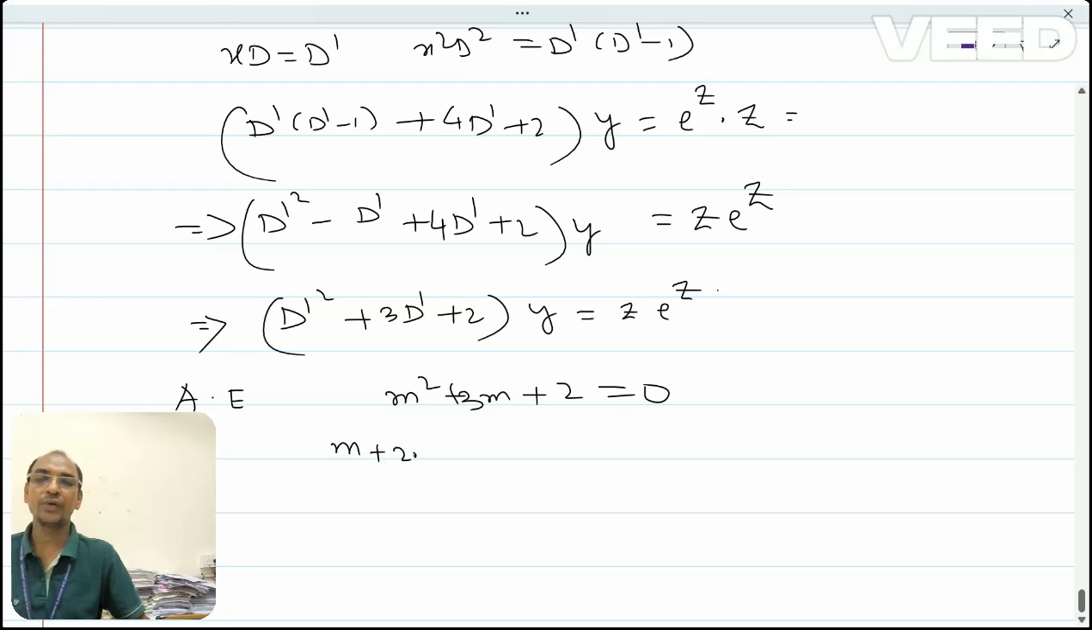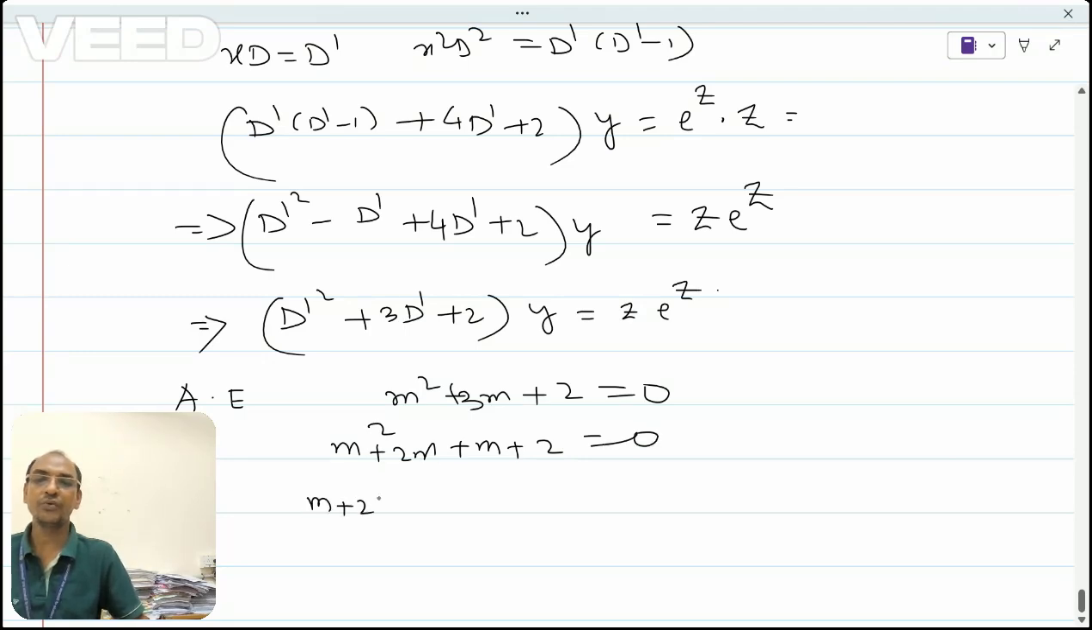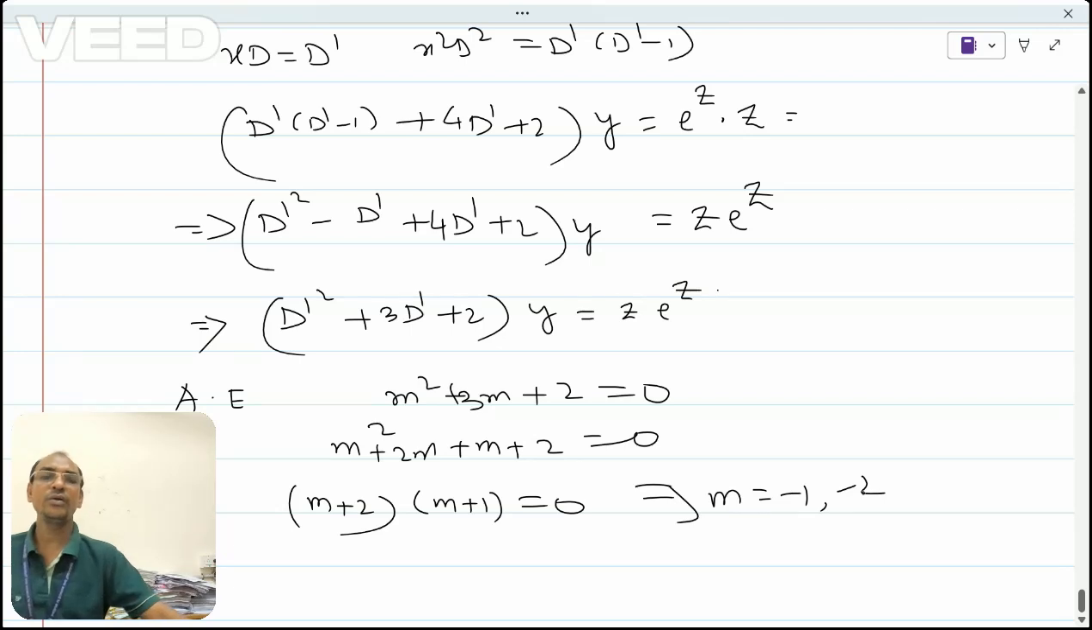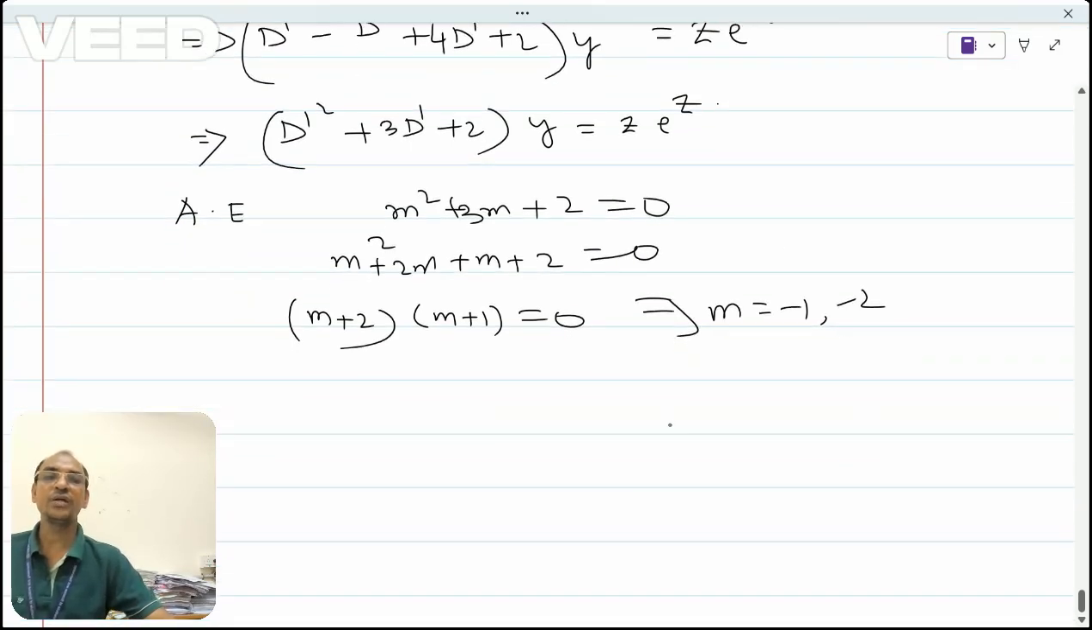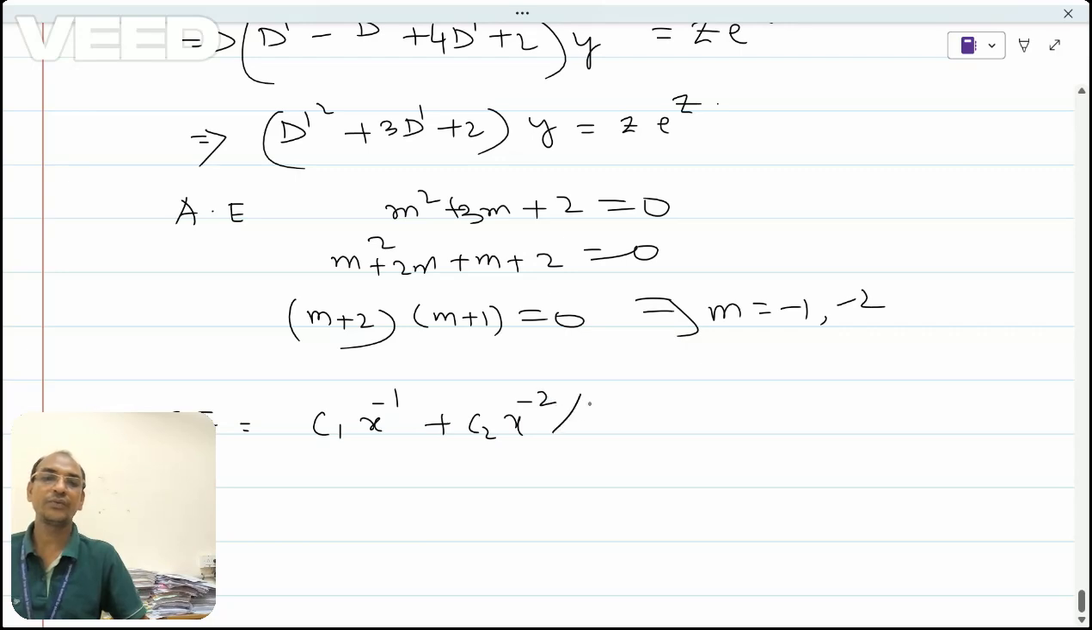So m^2 + 2m + m + 2 = 0, and so (m + 2)(m + 1) = 0. That implies m = -1 and -2. So the nature of the roots is real and distinct. So the complementary function will be C1 x^(-1) + C2 x^(-2). This will be the complementary function.